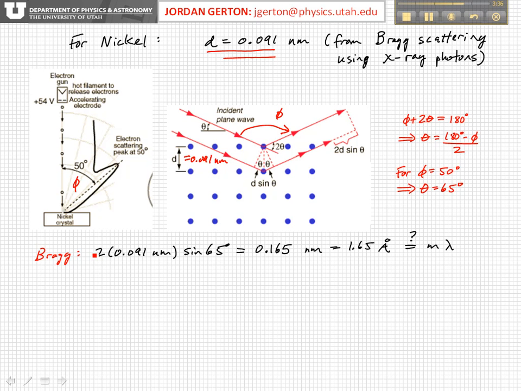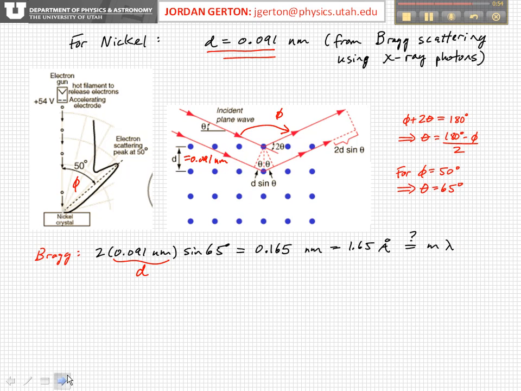So 2 times d times sine of theta, and again theta is 65 degrees. If we compute this, we get that it is equal to 0.165 nanometers or 1.65 angstroms. So the question is, is that equal to some multiple of the wavelength that we would predict from de Broglie?